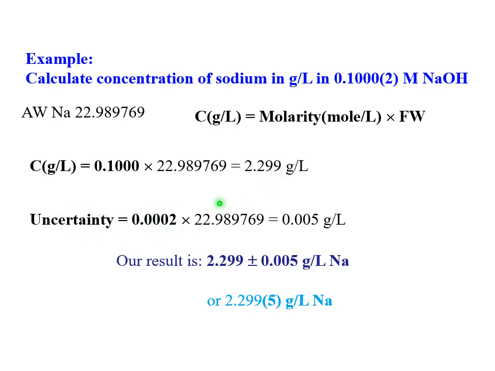For uncertainty, we do exactly the same. We take the uncertainty from this expression and multiply by atomic weight, and we have a really small number. So we can write our result using this and this. So 2.299 plus minus 0.005 grams per liter sodium ions. Or more concisely, 2.299 and the error is 5 in the last digit, grams per liter sodium.